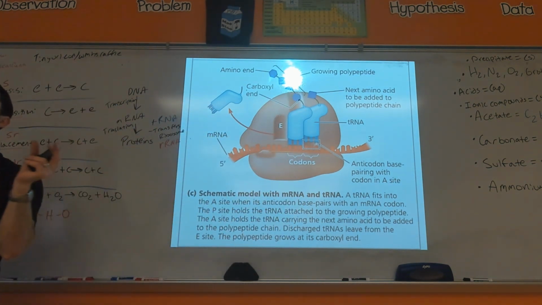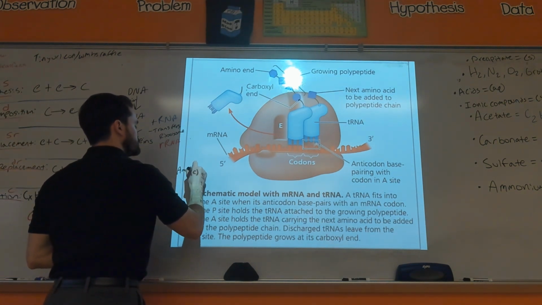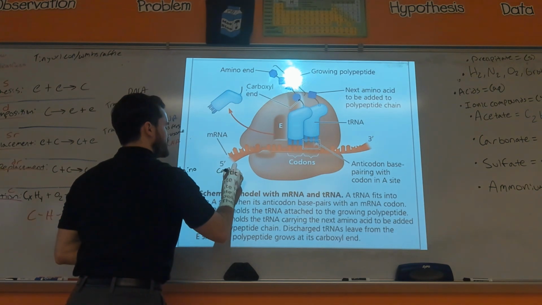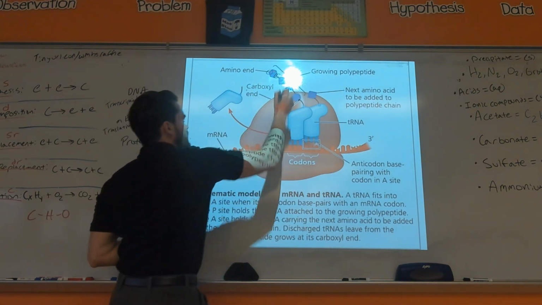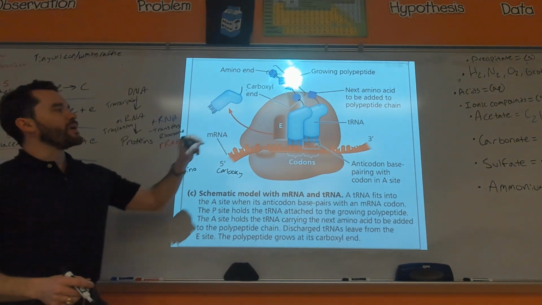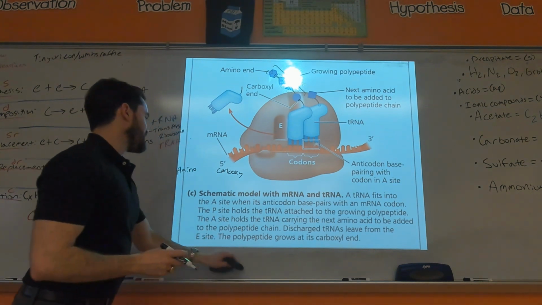For every amino acid, there is an amino end and a carboxyl end. So the amino end is here. Carboxyl end would be right there. Okay? We add amino acids to the carboxyl end.